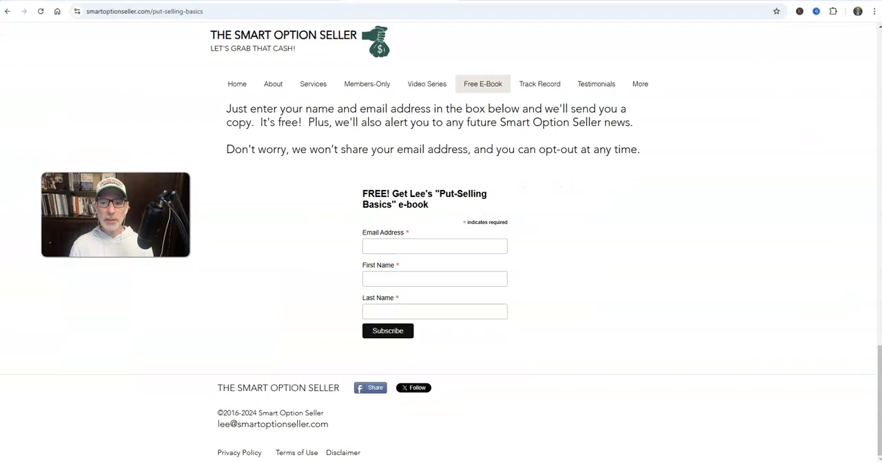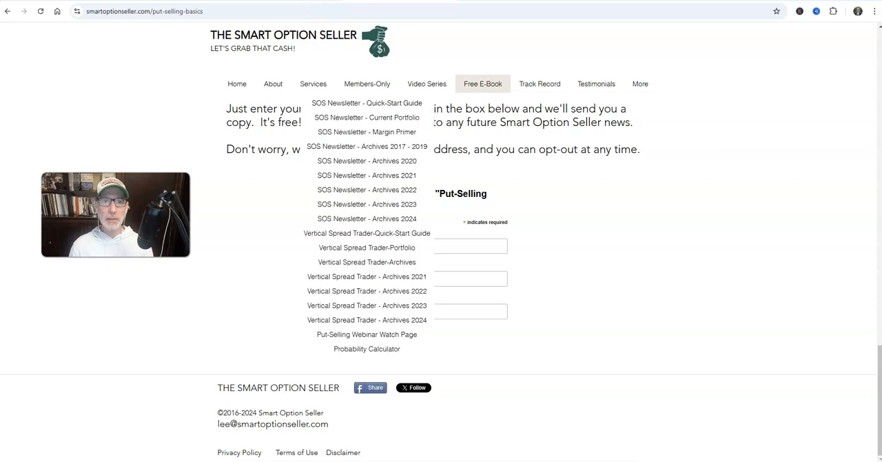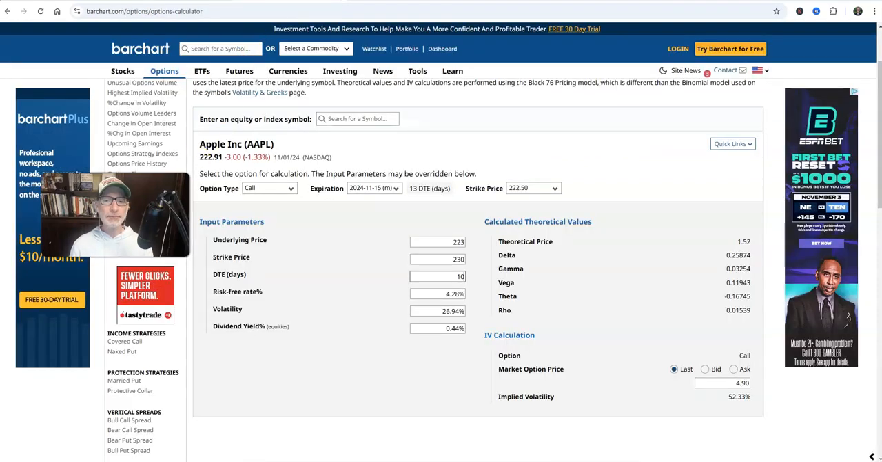But getting back to the options calculator here, once again. As an option buyer, in this case we're looking at call options, getting the direction right and getting the timing right is really important. Not only does the stock have to move, but it has to move in a certain amount of time.